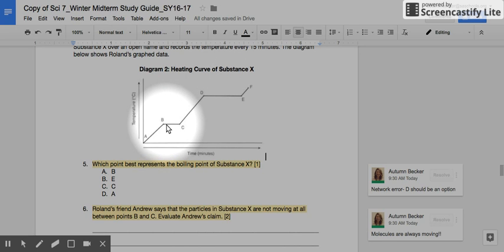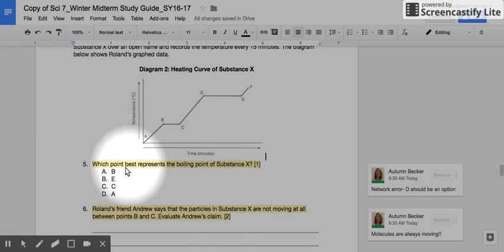We've said in class that plateaus represent phase changes. So between B and C, you're looking at the phase change that is going from a solid to a liquid, or melting. And between points D and E, you're looking at a phase change where you're going from a liquid to a gas, and so you're looking at evaporation.